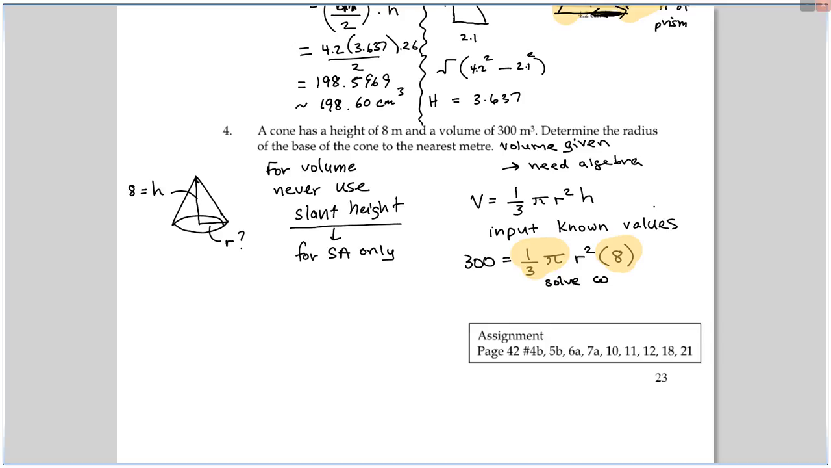Okay, so solve the coefficient. So what's 1/3 pi? 1 divide 3 in a bracket times pi times 8.